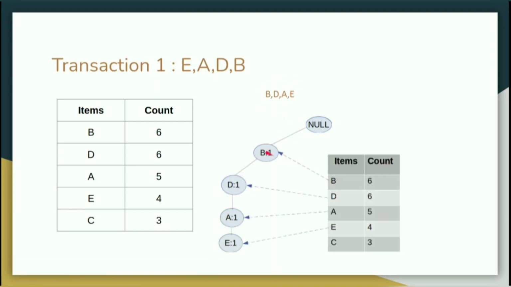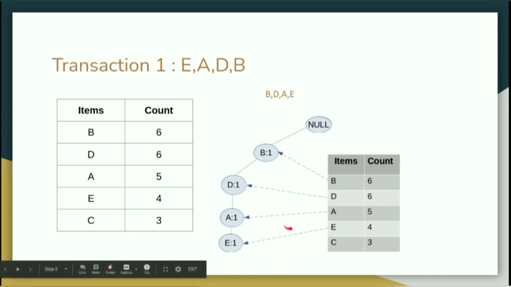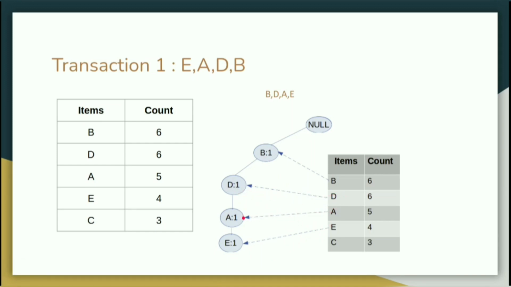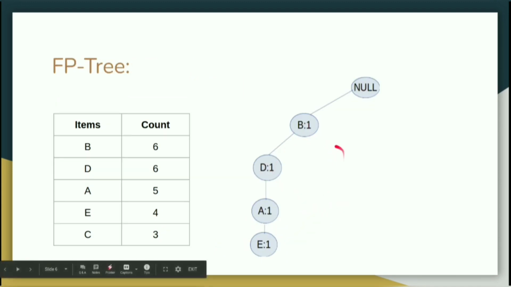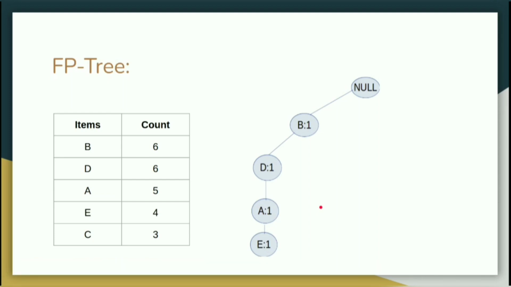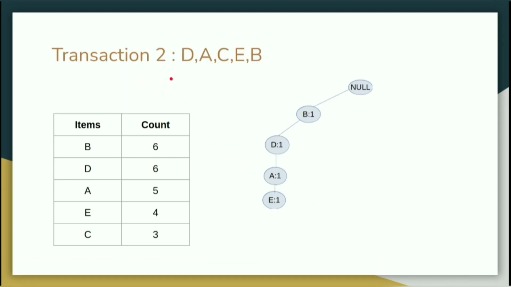It also creates some pointers from this list. This list will be pointing to the node with the same item name. So B will have this pointer to the node containing B, D will have this pointer to D, A and E. Then we will also create pointers when we update this tree. We will see that in the further steps. Let's go on further. So the tree looks like this. I'm not showing the pointers at each of these steps because it will make the tree look messy.